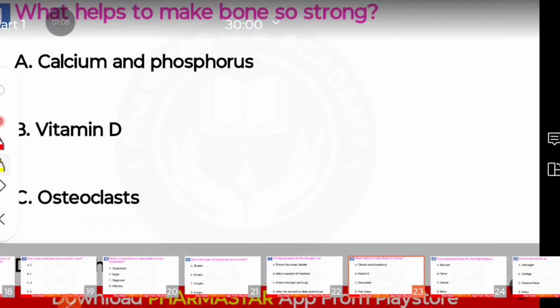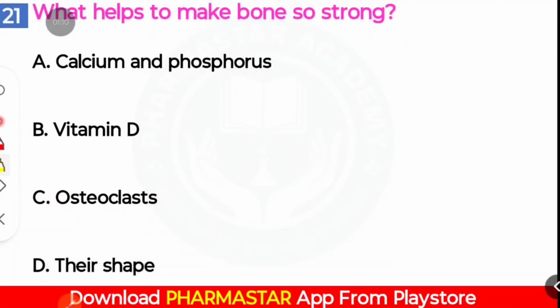Next question. What helps to make bone so strong? Option A. Calcium and phosphorus, B. Vitamin D, C. Osteoclast, D. Their shape. A. Calcium and phosphorus. These two minerals form a complex called calcium hydroxyapatite, which deposits into the collagen matrix of the bone to give it structural hardness and rigidity. The correct answer is option A.